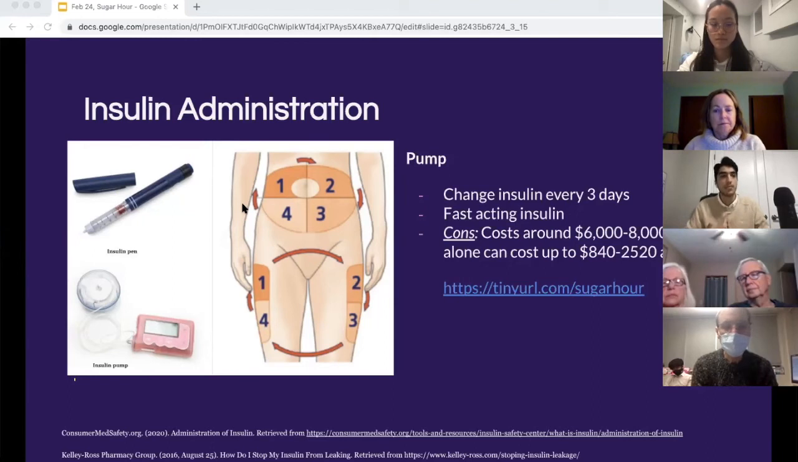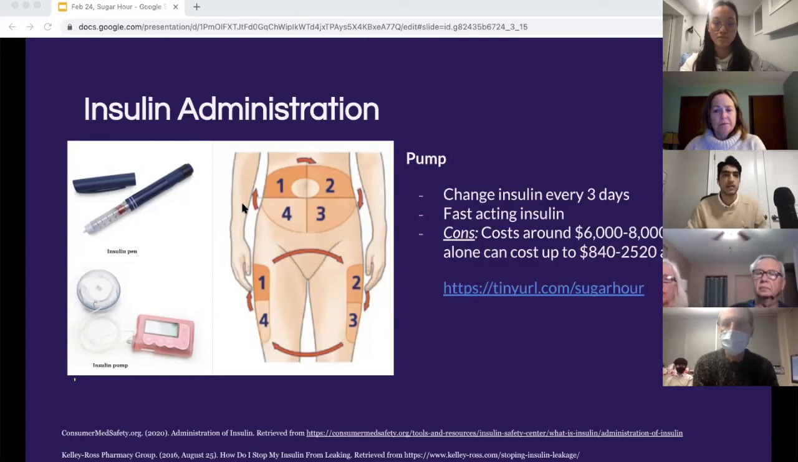With the pump, it emulates the body's pancreatic cells and how they work, in that it's not constant monitoring, and it injects mostly fast-acting insulin whenever needed. But the biggest con of the pump is that it costs a lot, anywhere from $6,000 to $8,000. And people with type 1 diabetes typically need 2 to 3 vials of insulin monthly, which can really ramp up the costs quickly.